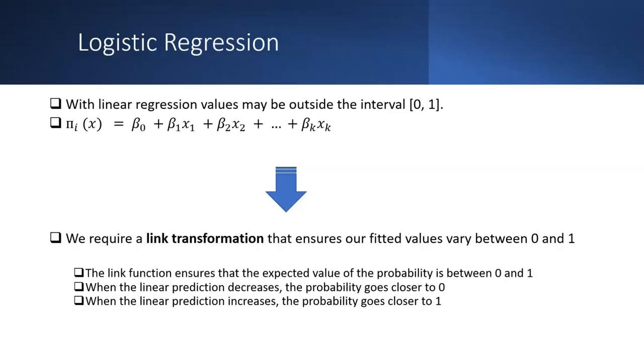Then we have a link function as well, which ensures that the expected probability stays between 0 and 1. Moreover, when the linear prediction decreases, the probability goes close to 0. And when the linear prediction increases, the probability goes close to 1. This is the main factor in it. So if the value is going close to 0, we say the prediction is decreasing, and when the prediction increases, the values go more towards 1.